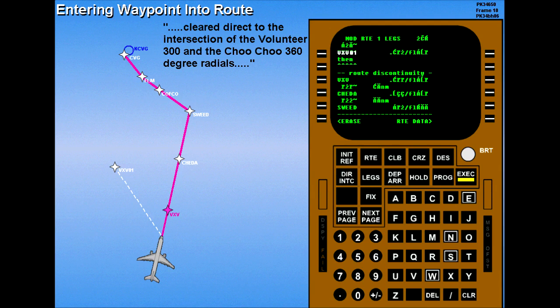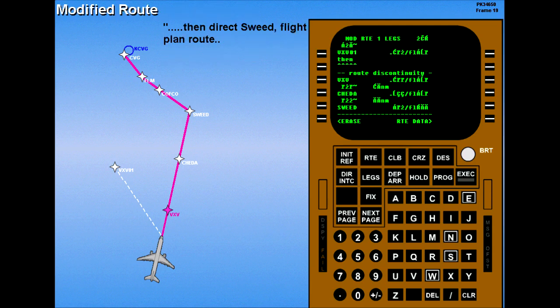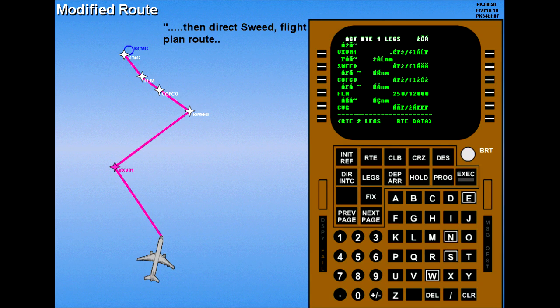Notice that the new waypoint is identified by using the first nav aid entered along with a number showing how many waypoints have been created on the route. After clearing any route discontinuity and verifying the new route, the modification may be executed. Let's now try a problem.